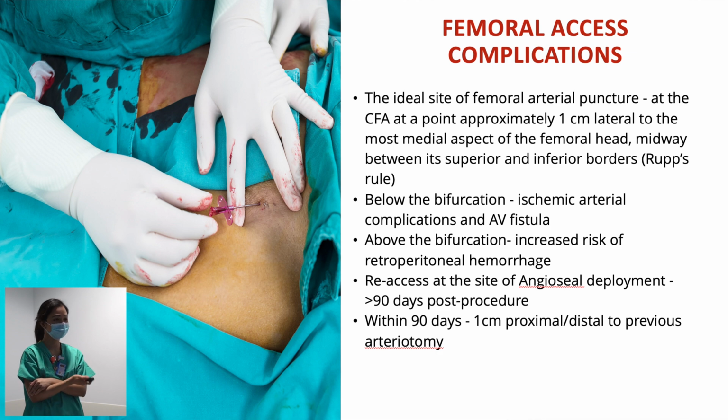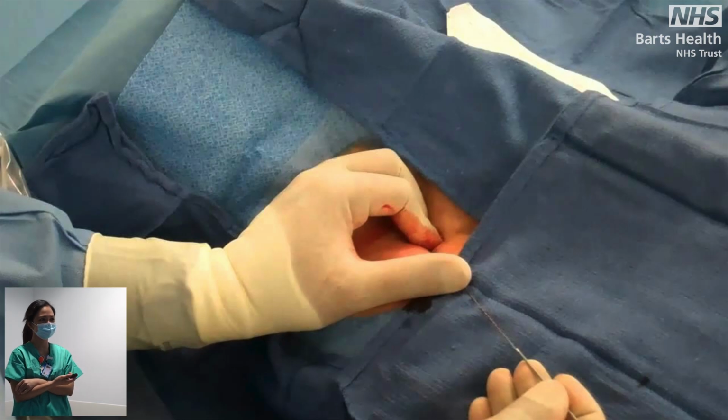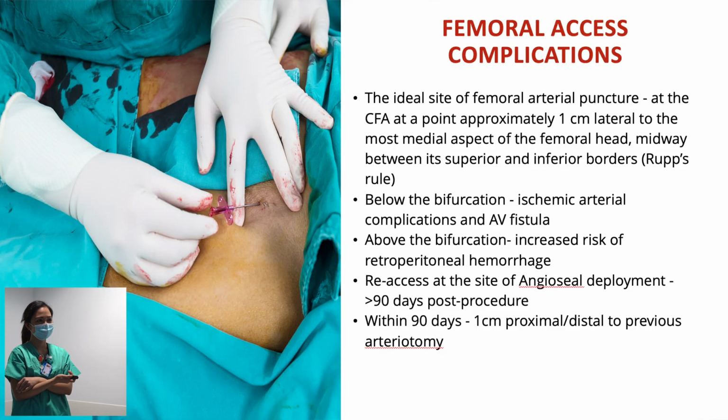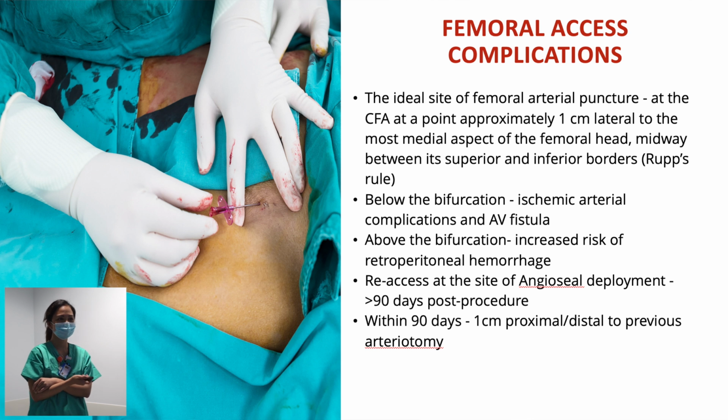So, what complication can you think about from this picture? So this is a femoral approach, so we have complications just for the access. The ideal site of femoral arterial puncture is at the common femoral artery at the point approximately 1 centimeter lateral to the most medial aspect of the femoral head. So this is why you see operators doing fluoro with the forceps, just to mark the location. It's called Ruben's rule.